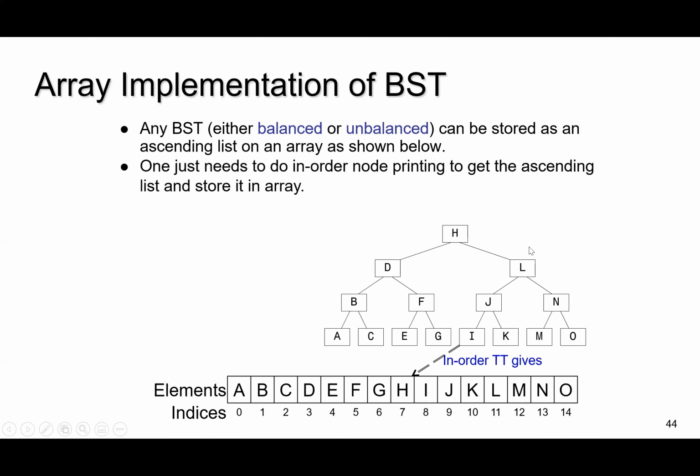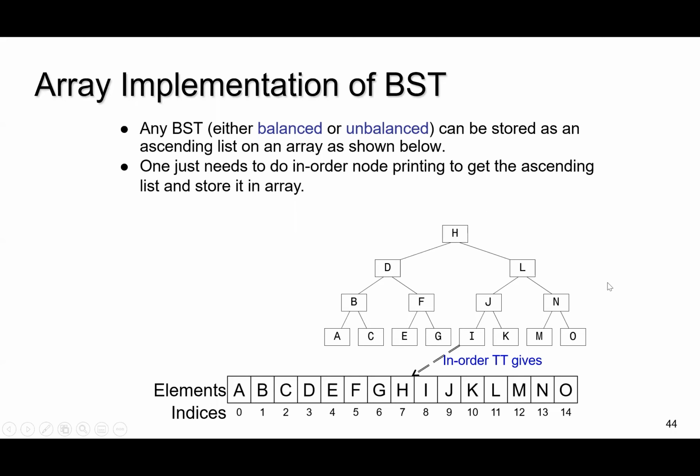So the thing is, if you traverse this BST using in-order traversal, there are three traversal methods: pre-order, in-order, and post-order, right? So if you use in-order traversal to traverse a BST, the order in which you process the nodes will be in ascending order, right? This one you should know already from last time.